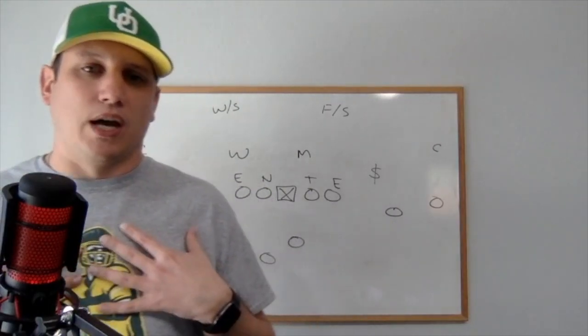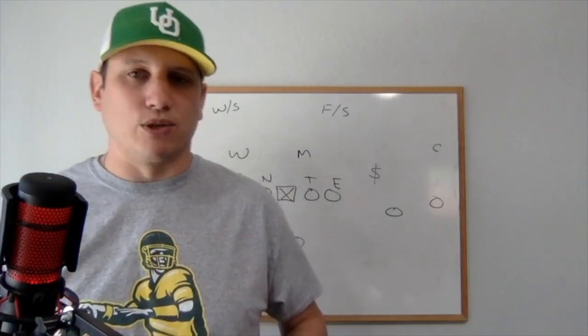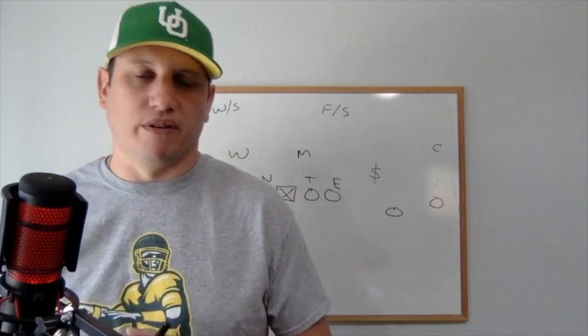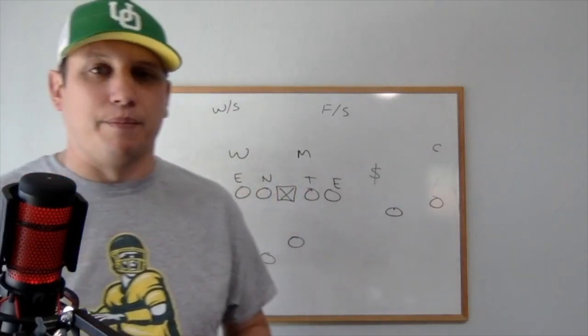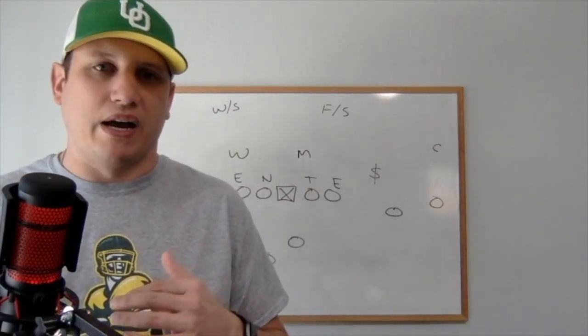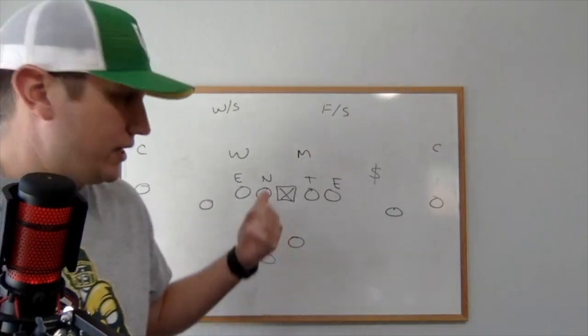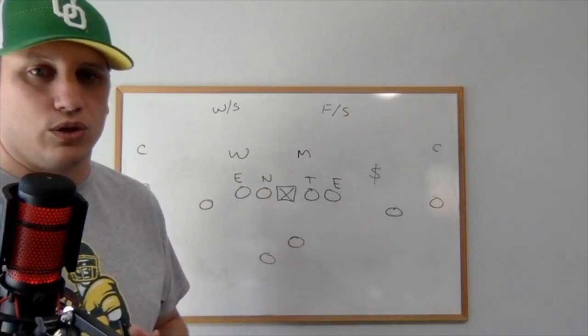Because I'm a spread option guy, we're going to be reading, most likely in this example, a first level defender. So we're going to read this defensive end. If they have 6, we have 5, we're still okay to run the football. So we've got to be able to at least count to 6 when we're in this look here.